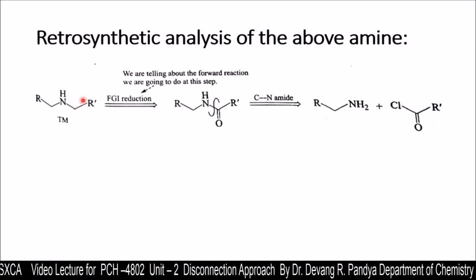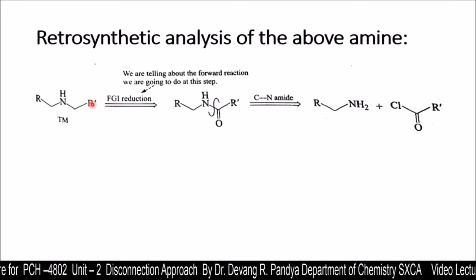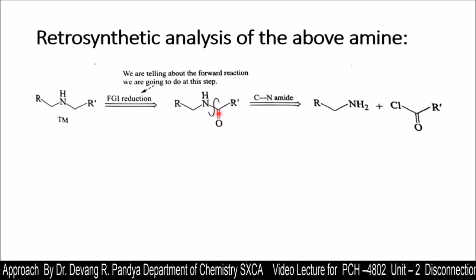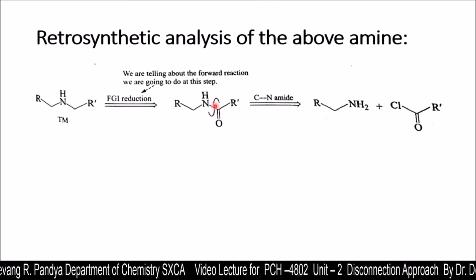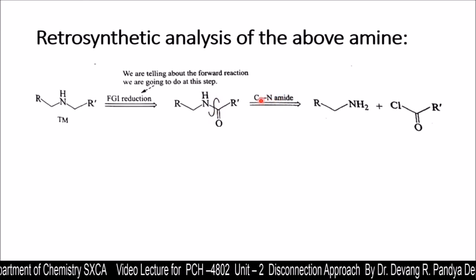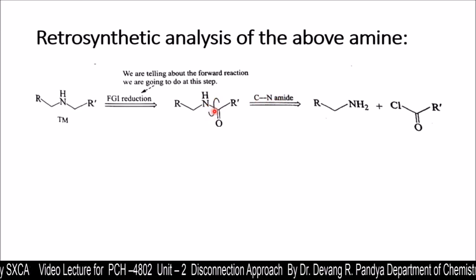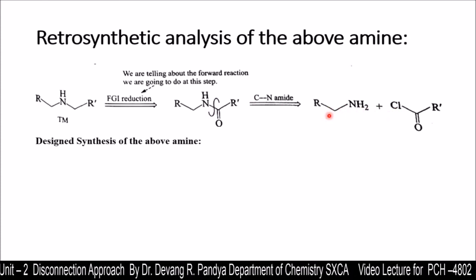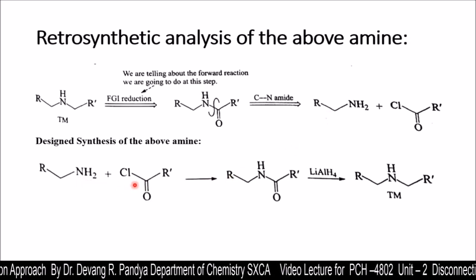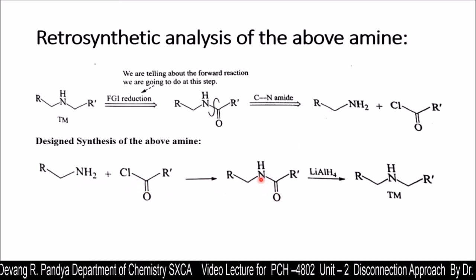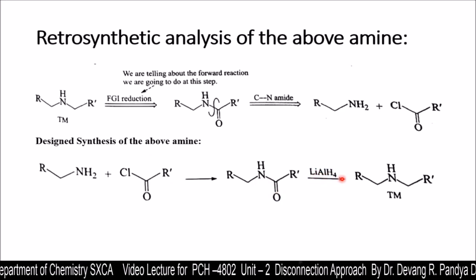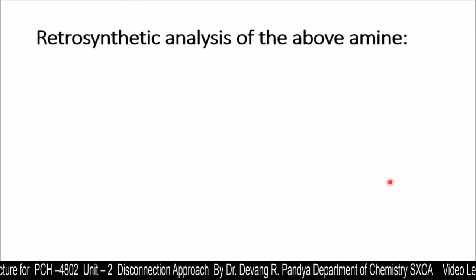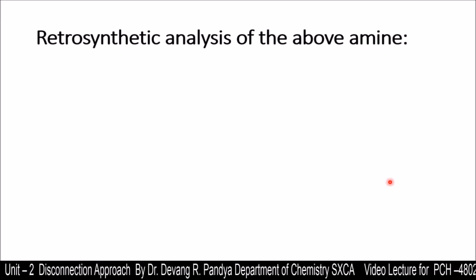So here you can see that we have done the FGI, functional group interconversion, and this carbon-nitrogen bond is converted into an amide linkage, and then the disconnection is taken over here. We have put the wiggly line, and on the inclined arrow we have written C-N amide disconnection, and we are going to get our starting material. Now the design synthesis: the amine group is treated with acid chloride. We are going to get this amide, and on reduction with lithium aluminum hydride, we are going to get our target molecule, and we avoid the problem of more alkylation of the target molecule.